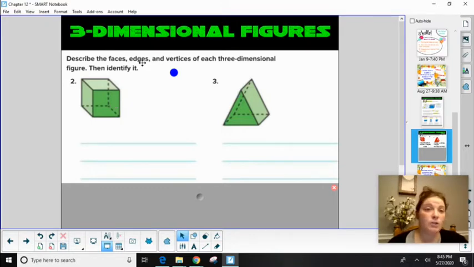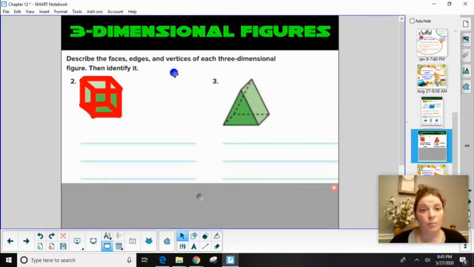Now let's count the edges. I'd like to do the vertical ones first, just because. Here we go. 1, 2, 3, 4. Now let's count the horizontal edges. 5, 6, 7, 8. And now the diagonals. 9, 10, 11, 12. So I have a total of 12 edges. 6 faces, 12 edges. And now let's mark the vertices.